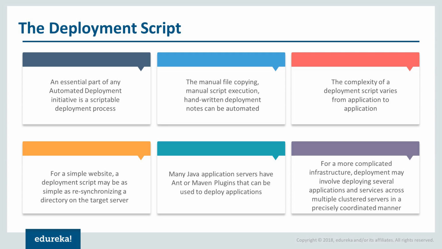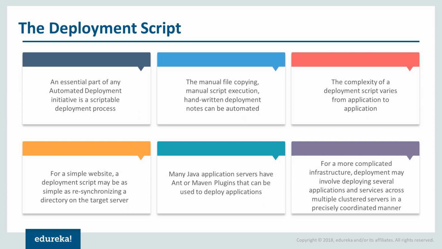Everything is scripted here. It can be a shell, PowerShell or Python script, which you're calling from a tool such as Jenkins, or it can be a completely deployment automation tool such as XL Deploy or UrbanCode Deploy, or maybe something from cloud providers such as AWS CodeDeploy. The manual file copying, manual script execution, and handwritten deployment notes have to be automated.